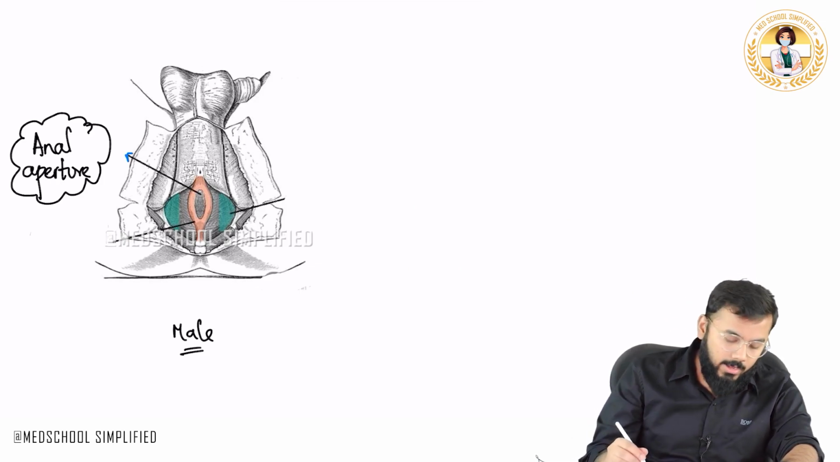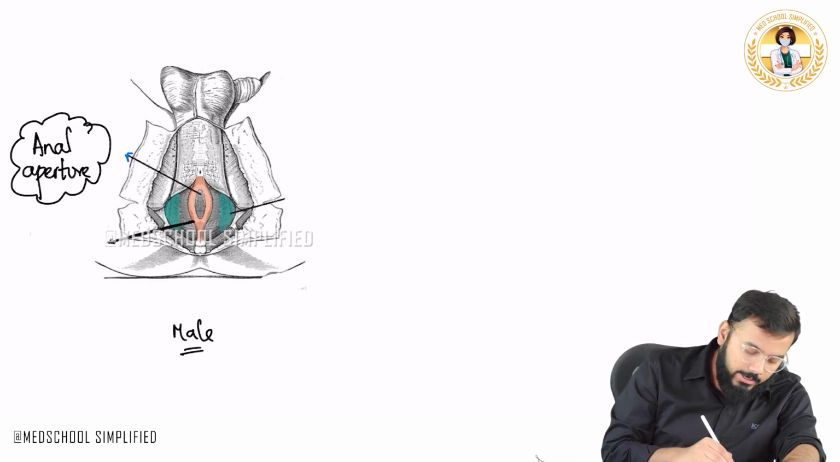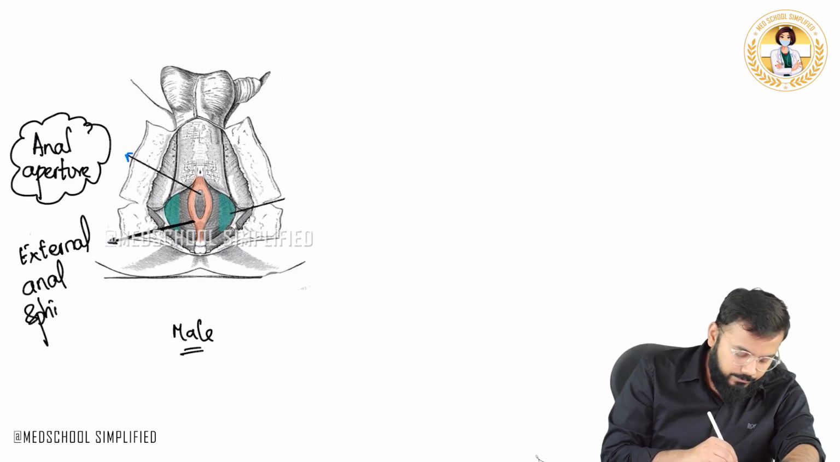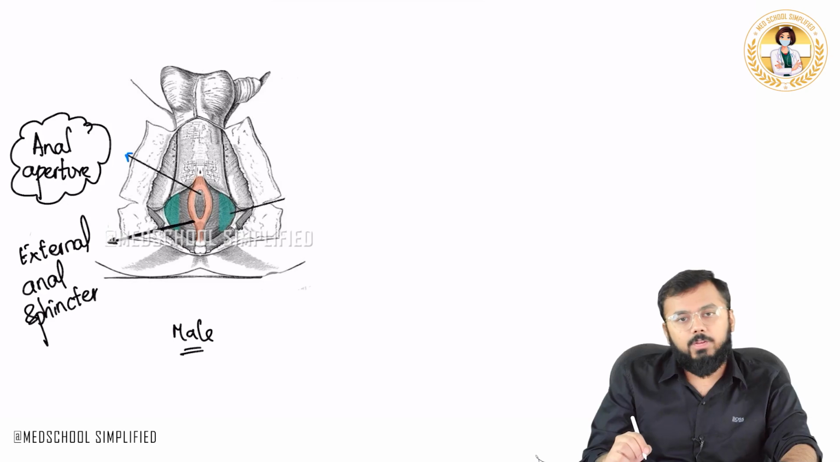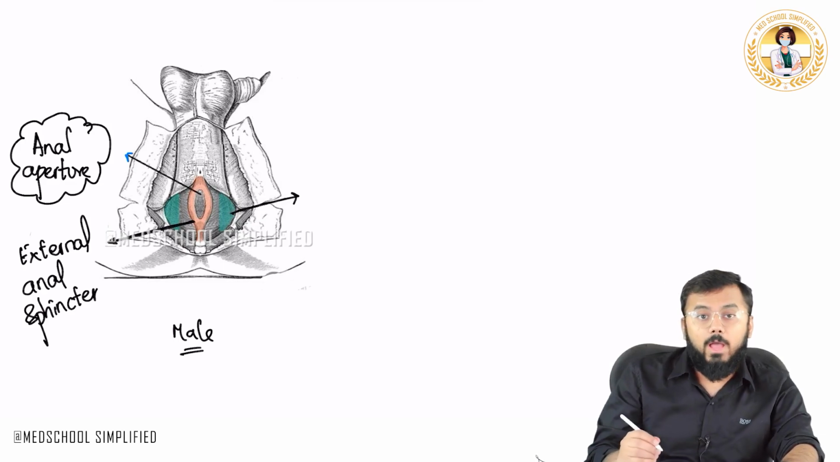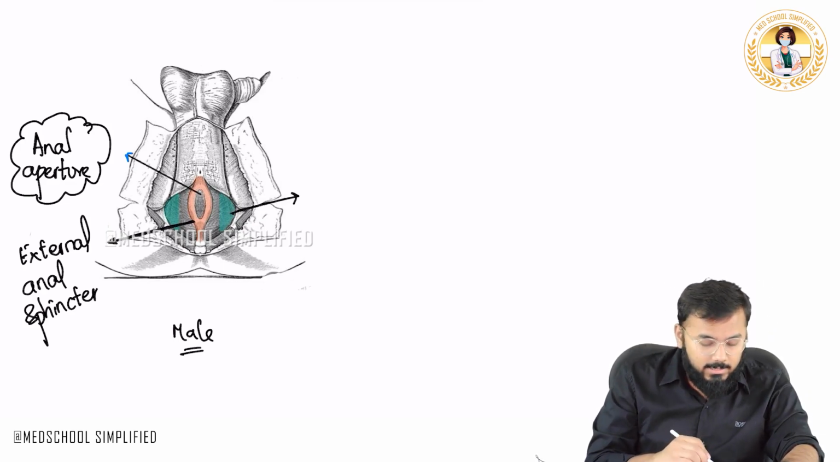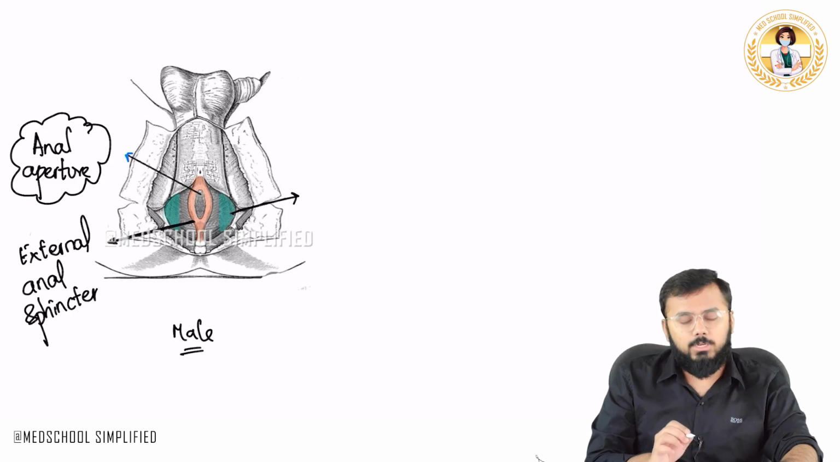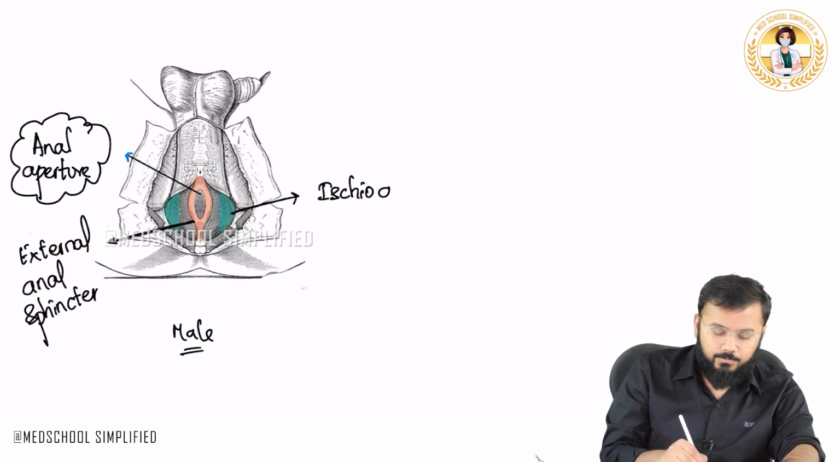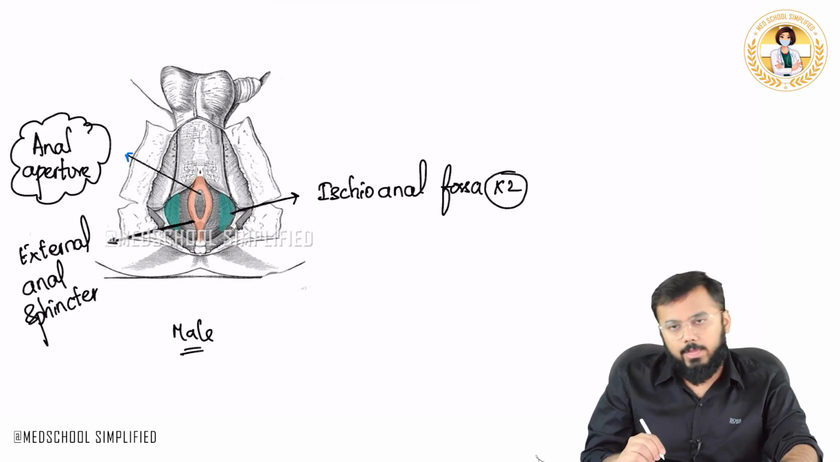Second important structure, what do you have? This arrow is pointing towards the external anal sphincter. This is your external anal sphincter. Third important thing is called the ischioanal fossa. How many ischioanal fossas are there? This green color thing which I have highlighted is your ischioanal fossa. There are two ischioanal fossas, one on the right and one on the left.